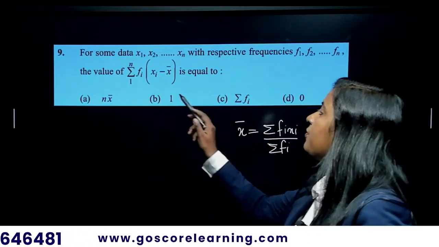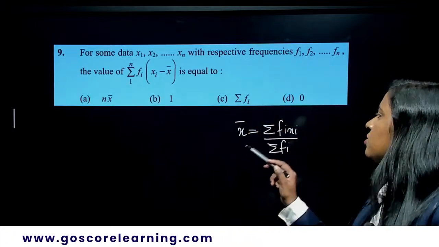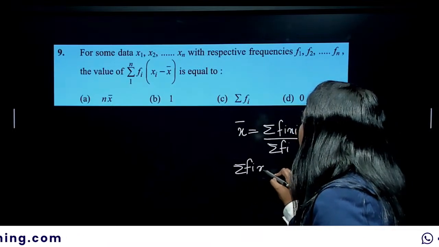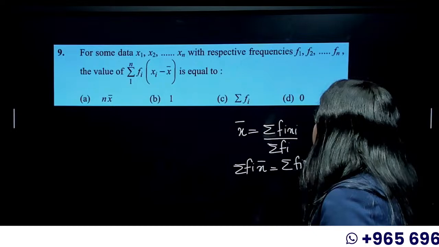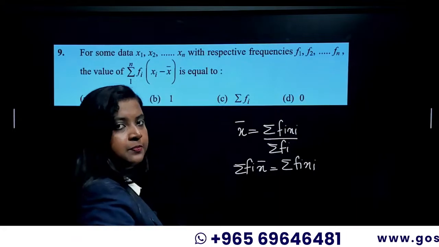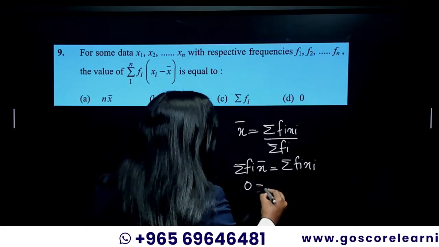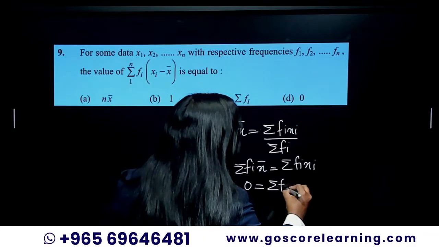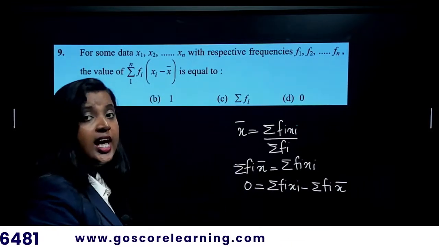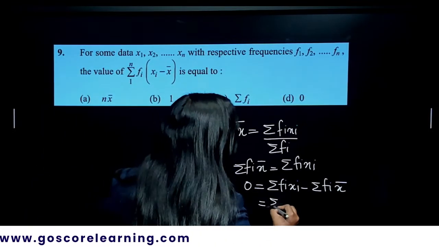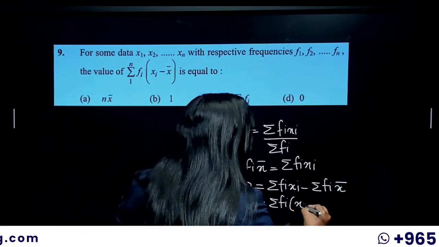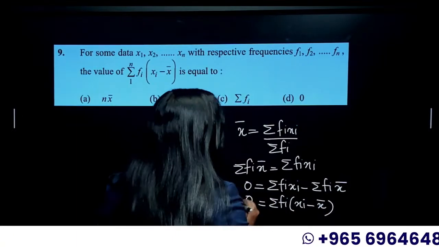So I need to find this. Can I cross multiply this? I can. So sigma fi x bar is equal to sigma fi xi, right? Can I take this to the other side? I can, so this side is going to be 0. 0 is equal to sigma fi xi minus sigma fi x bar. Now can I take sigma fi common out? Yes, it is common from both the terms. So this is xi minus x bar, and it is equal to 0.